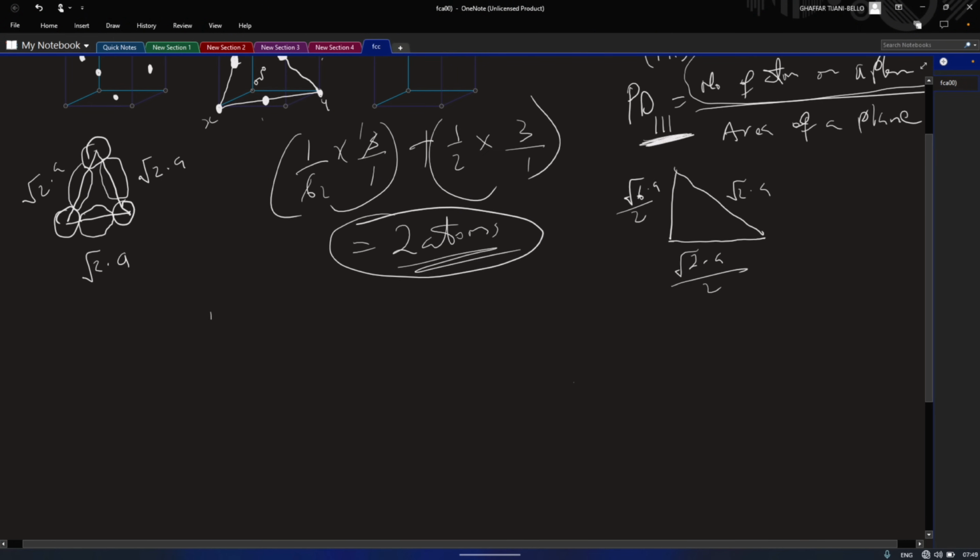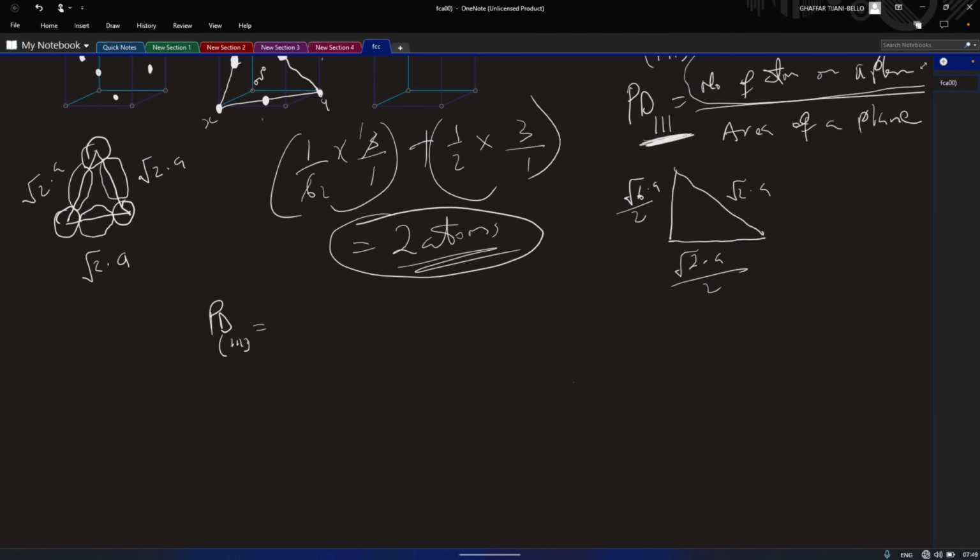Now let's look for our planar density for plane 111, which is equal to the number of atoms, 2, over the area, which is 1 over 2 times the base, which is 2 root 2 dot a, times our height, which is root 6 over 2 dot a. Do you remember this thing where we have 1 over 2 over 3, which becomes 1 over 1 times 3 over 2? We're going to apply that somewhere around here now.